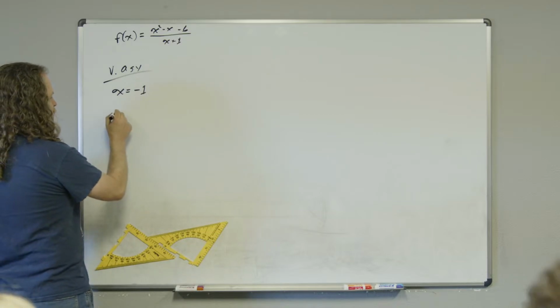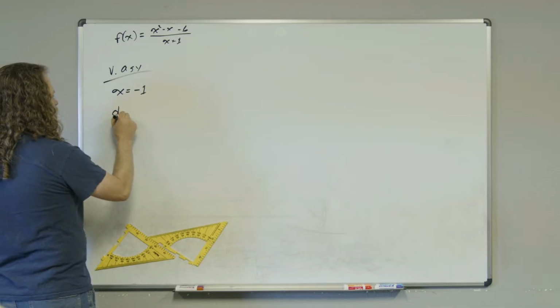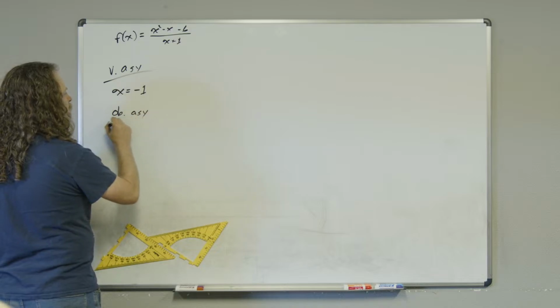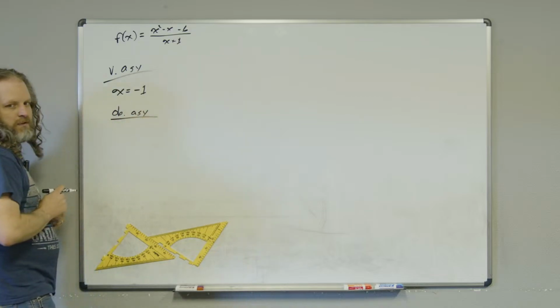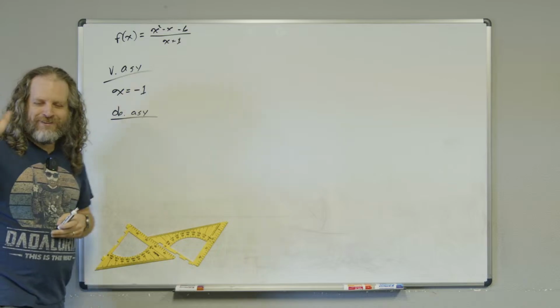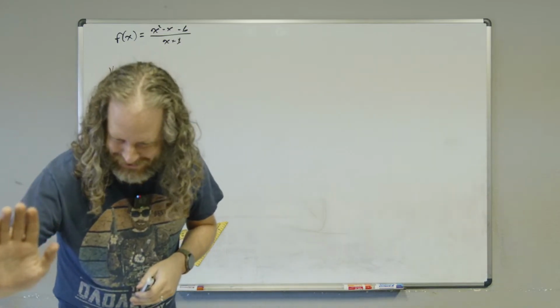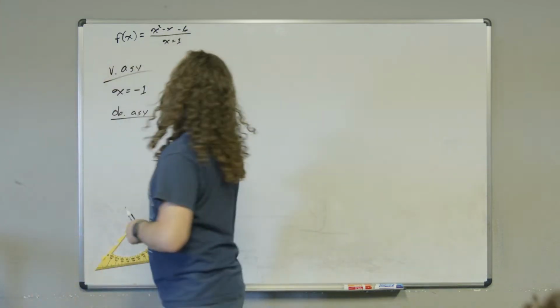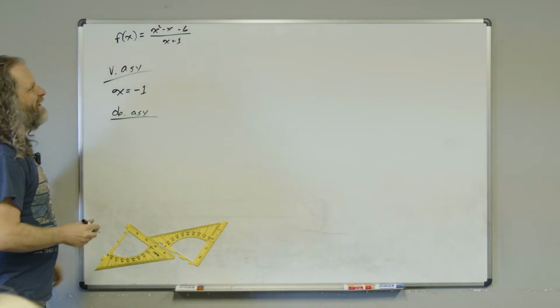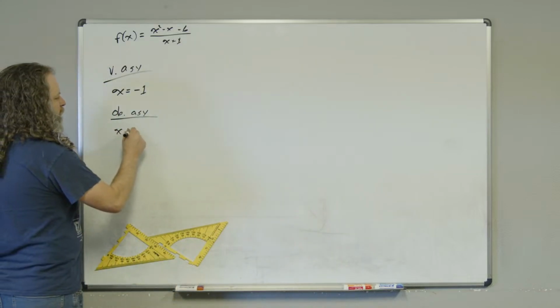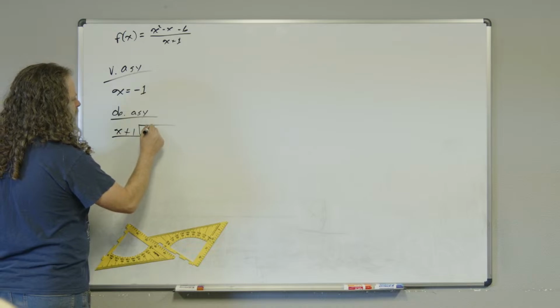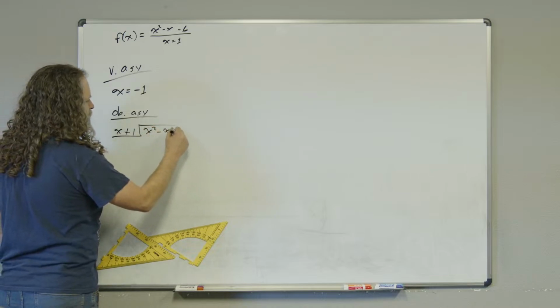Okay, so to find the oblique asymptote. I forgot synthetic division. Is that it's OB? Yes, got it. Way to go. Okay, right. So x plus 1 divided into x squared minus x minus 6.